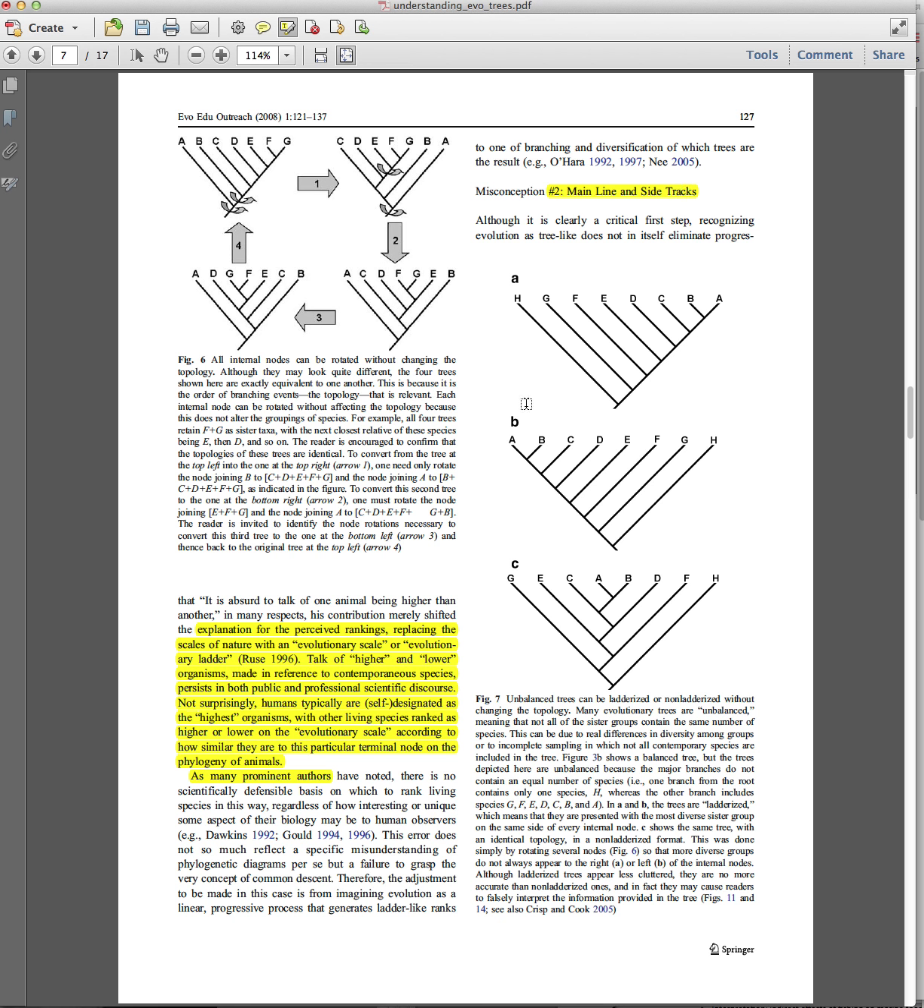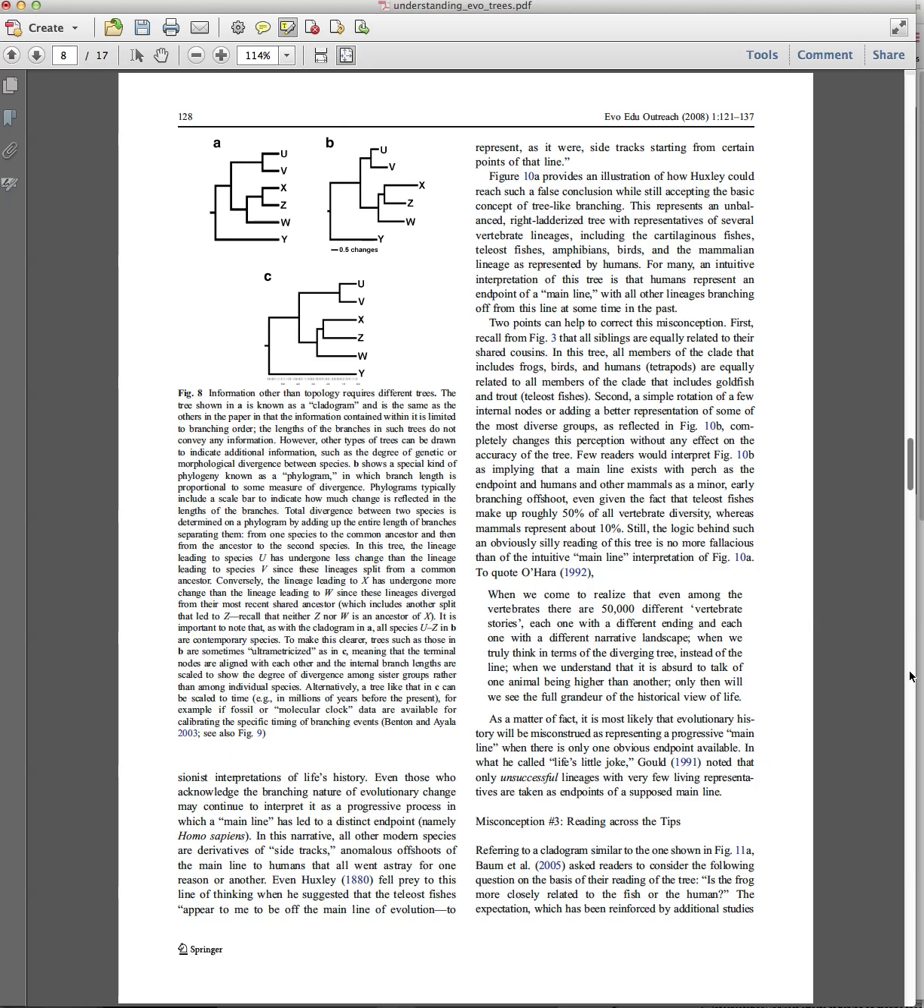Here they give you an example, figure 7, of unbalanced trees. Are these trees showing all the same relationships, or are they different? You'll want to be able to identify the relationships among individuals on a tree. So double check and see if this is the same or not. Here's a good test for you. Which of these is a cladogram and which is a phylogram? See if you can figure that out before you read the legend here.